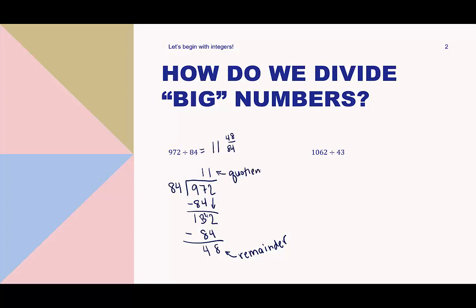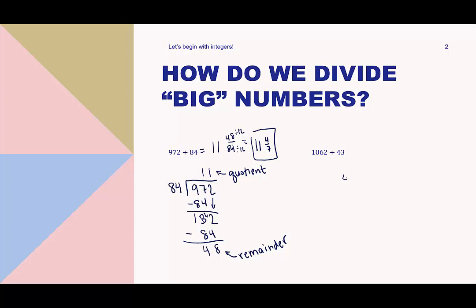Now, I'm not totally done yet in this case because 48 and 84 have a common factor. Actually, a few common factors. They're both divisible by 12, the largest of which is 12. So I can take that fraction of my mixed number and divide by 12 over 12, and that would give me 4 over 7. So now my final quotient with its remainder is 11 and 4/7. Let's look at one more example. Hopefully we don't have an 11 and we have something a little more interesting.